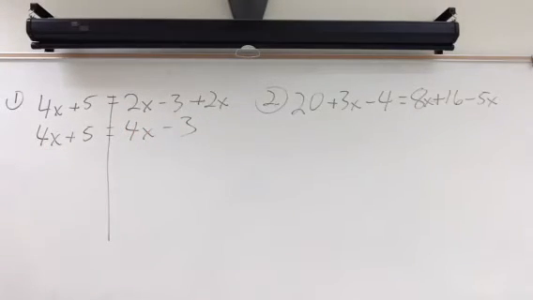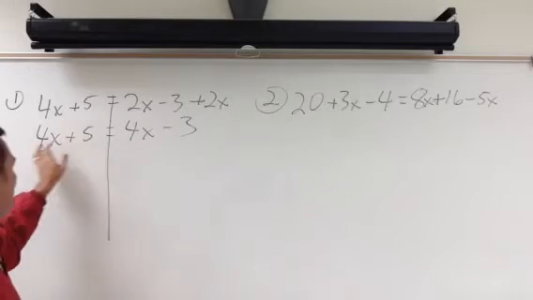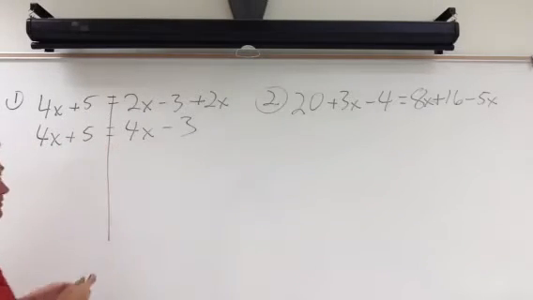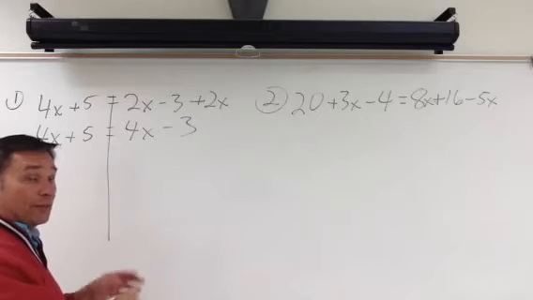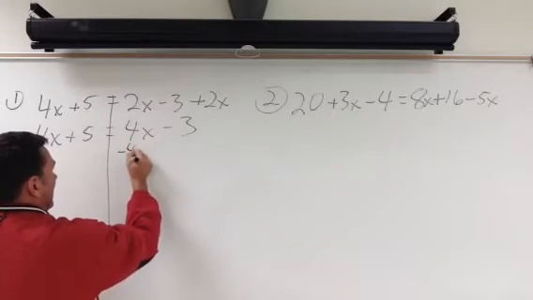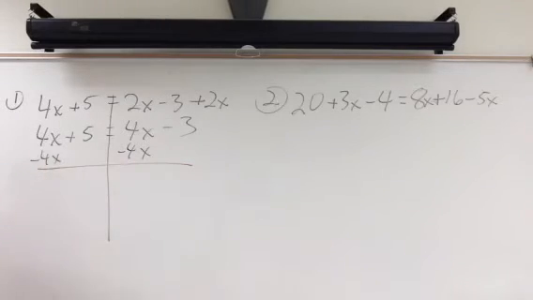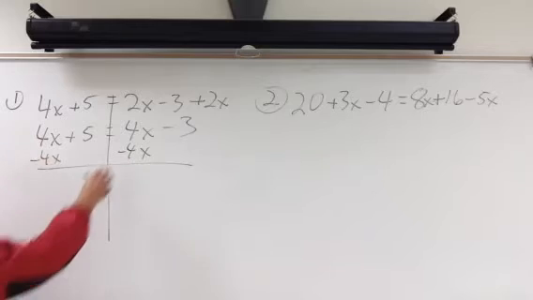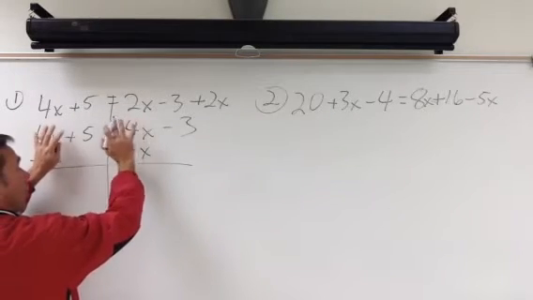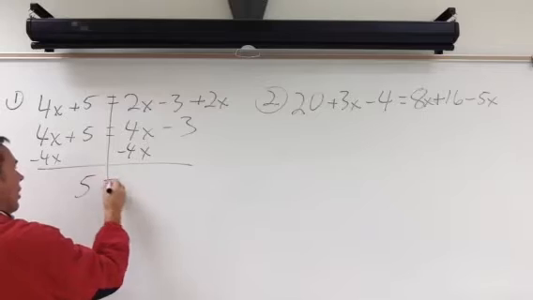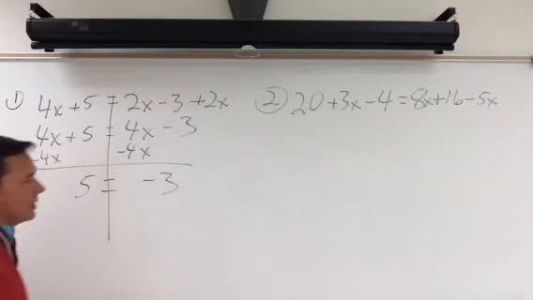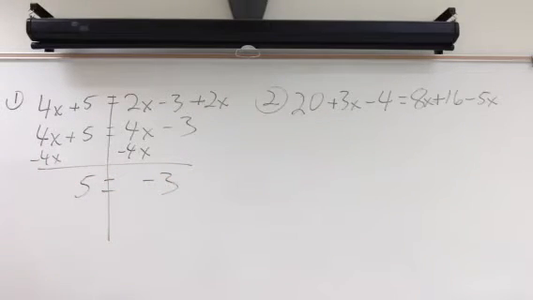So our next step is, I see that I have variables on both sides. I want to add opposites, so I get variables on either the left or the right. So I'm going to add a negative 4x. But look what happens here. These cancel out, because 4x minus 4x is 0. Those are gone. All we're left with are two numbers: 5 equals negative 3. All of our variables got eliminated.